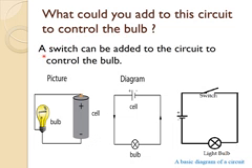You can see in the diagram that a switch is added in the circuit, and through this switch the light will be controlled, or the bulb will be controlled, or we can say the electricity that will be flowing through the bulb will be controlled. So a switch can be added in the circuit.